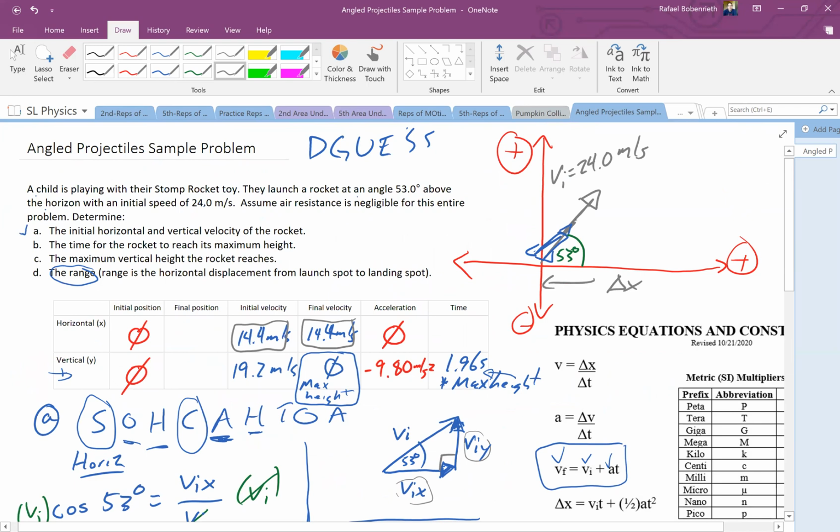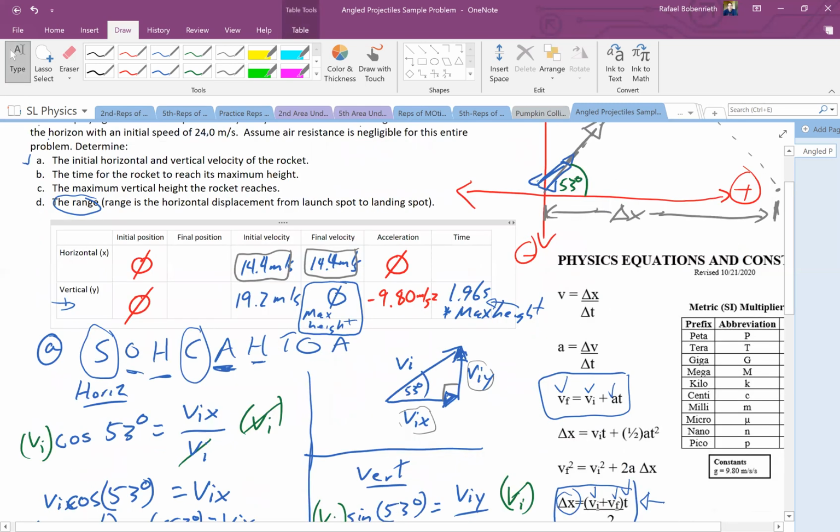Remember, we talked about the trajectory that the rocket would take. It would look something like this. I'm really exaggerating this, or it's just not to scale, I should say. So the range is going to be this horizontal distance, this delta x that I'm drawing in here. Okay, so how are we going to figure that out?